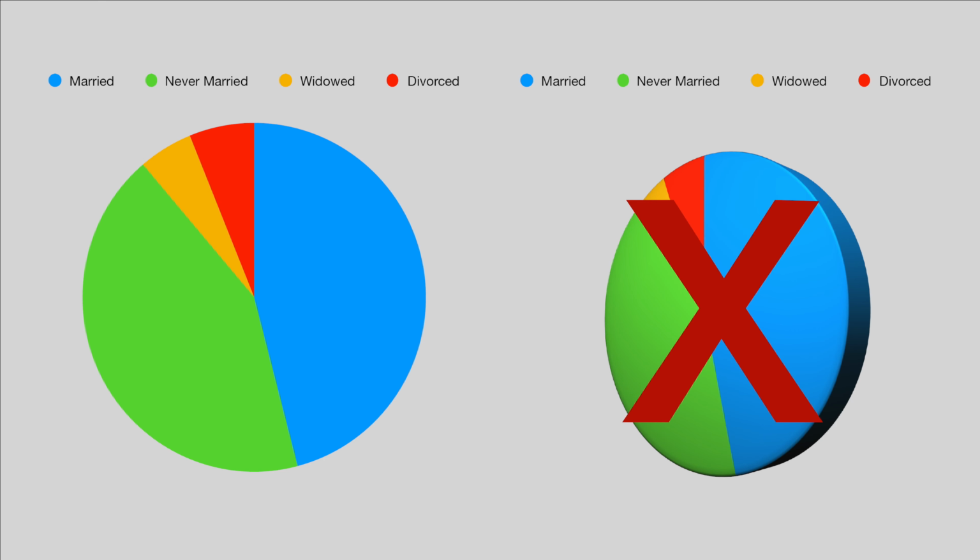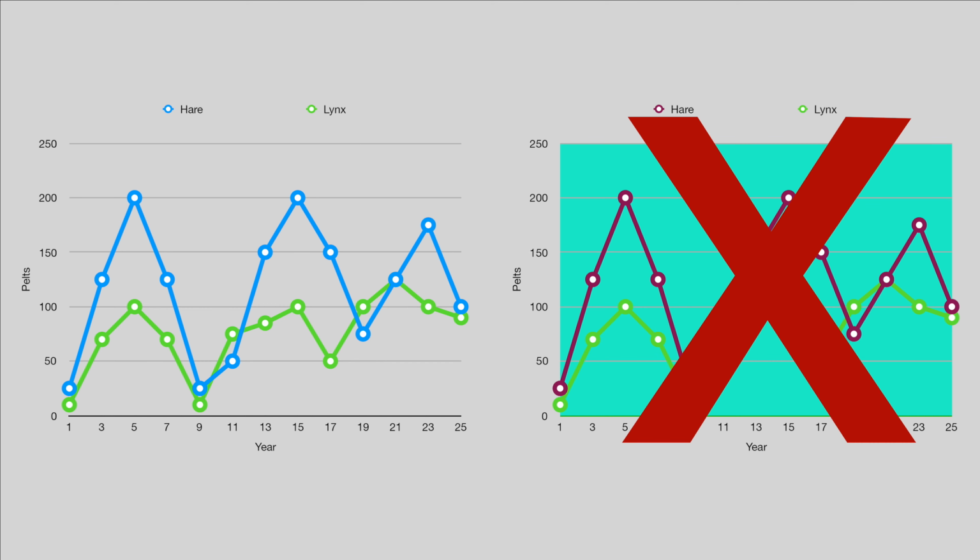Avoid three-dimensional graphs unless you're displaying three-dimensional data. If that's the case, proceed carefully. Many 3D graphs are difficult to interpret. Use simple two-dimensional line graphs, bar charts, and scatter plots.